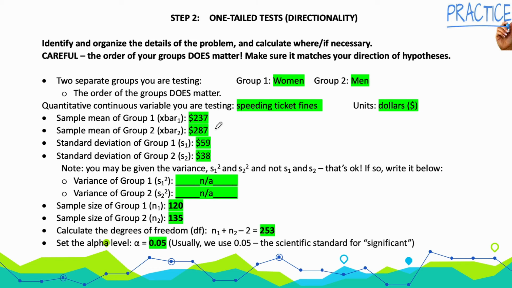Here are sample means of our two groups, our sample standard deviations of the two groups. We weren't given the variance, and that's okay. Usually you're either going to be given this or this. Here are different sample sizes, and again, it's okay to have different sample sizes for our two groups. All we have to do to calculate our degrees of freedom is add these two together and subtract 2. So this is our degrees of freedom. And we've set our alpha level to 0.05. We weren't given something else by the problem. If the problem doesn't suggest an alpha level, use 0.05.